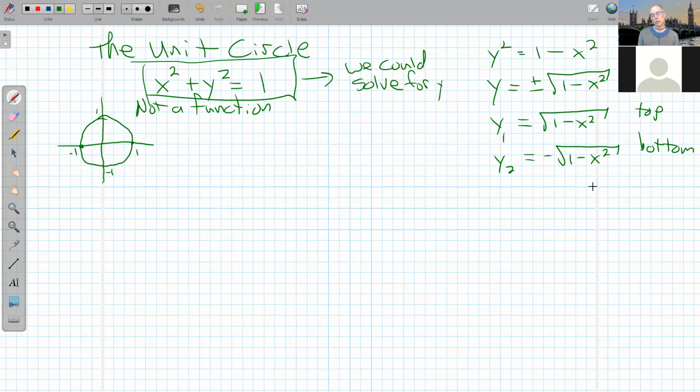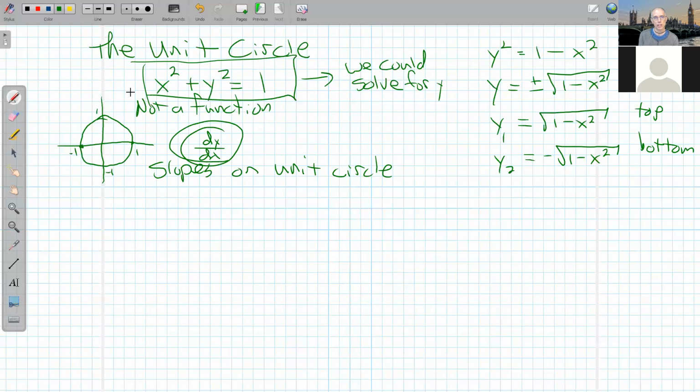So rather than dealing with two different equations, it turns out we can apply calculus to this single equation here by using the implicit function theorem. So I want to look at slopes on the unit circle. And to do that, I have to find dy dx, right? Slope is change in y over change in x. So I need to know what is dy dx. And I can just differentiate this equation as I see it.